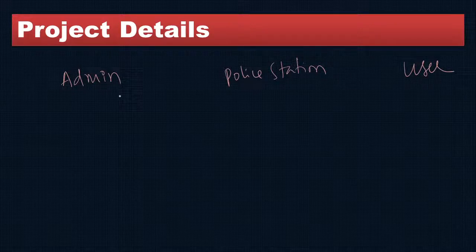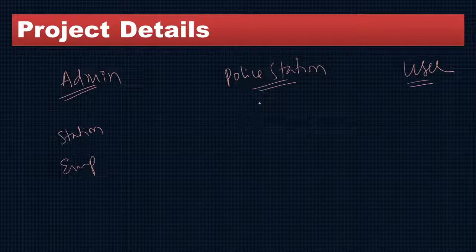But first let us understand what things we can add in this particular project. As usual, almost all web application projects have an admin module. Admin is who owns this, then there is the police station where an employee can log in and manage, and the user or the customer. So these are three main modules: admin module, police station module, and the user module. In the admin we can create the station detail, and we can create the employees who can log in and register the complaint.